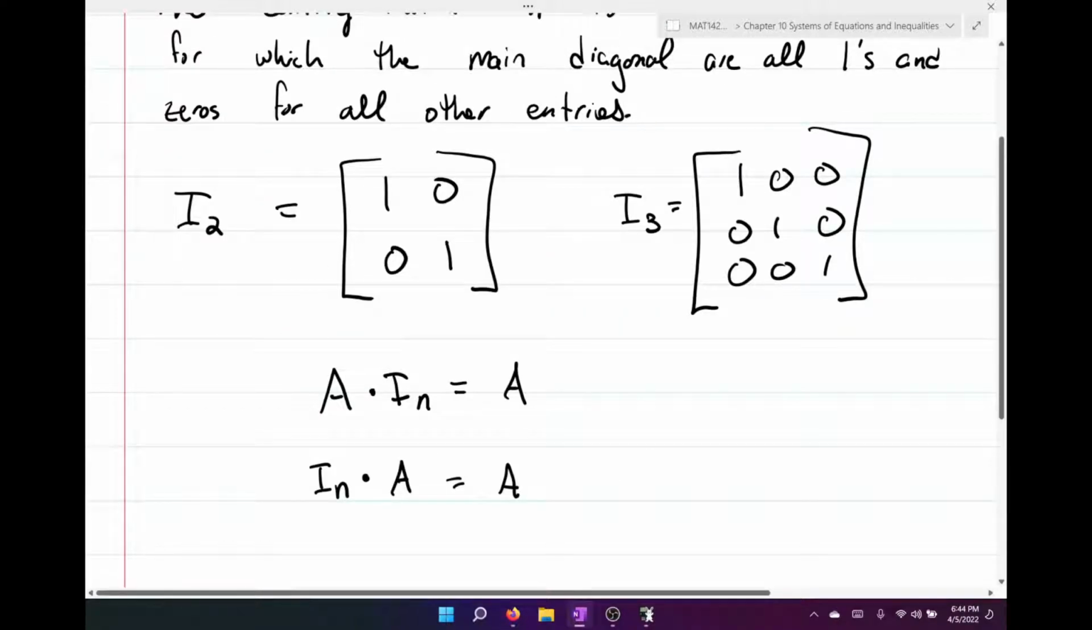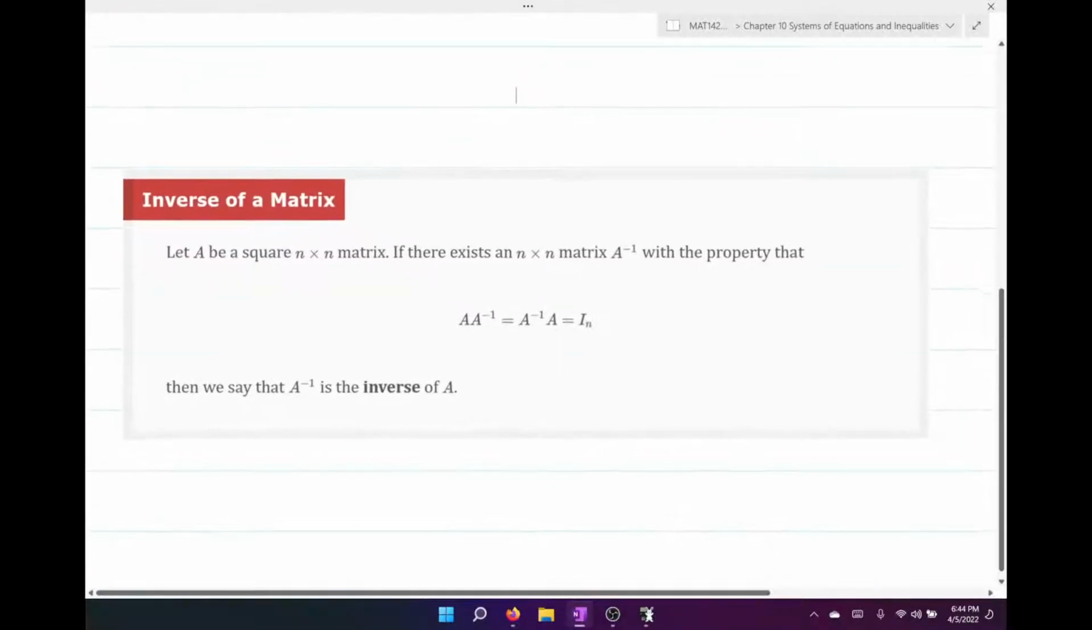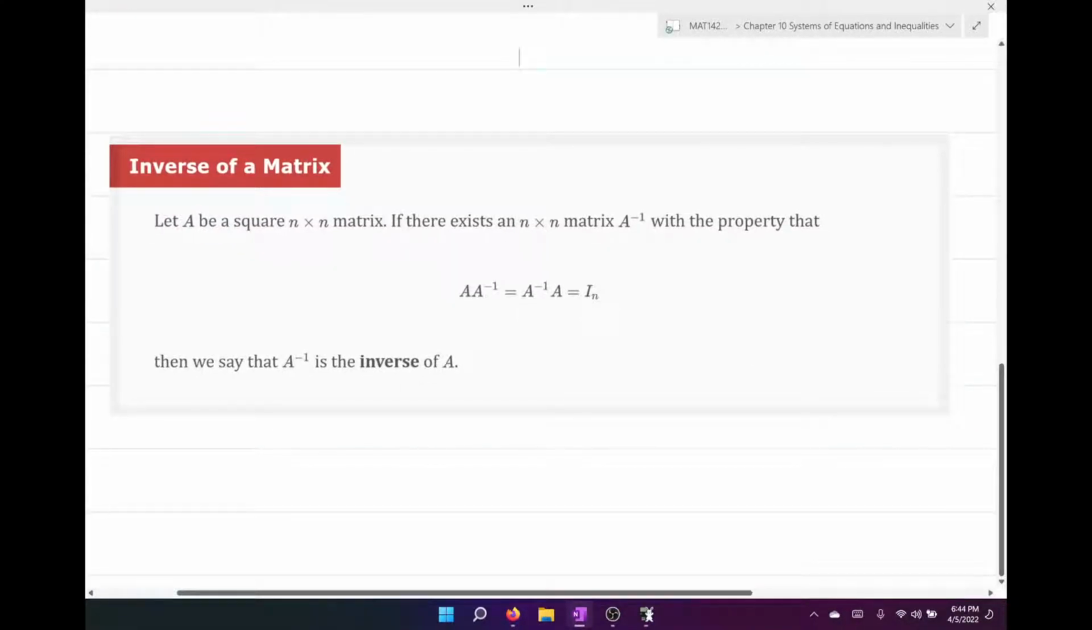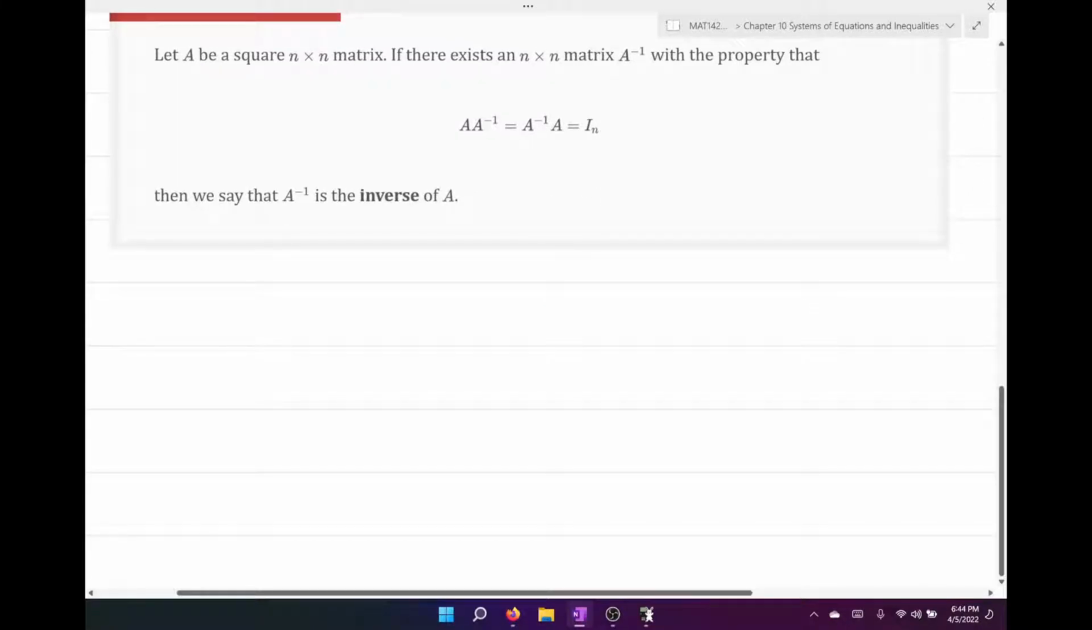And this will lead us into our definition of what is the inverse of a matrix. We let A be a square matrix of n by n. If there exists another square matrix, A inverse, with the property that A times its inverse is equal to its inverse times A, which equals the identity matrix, then we say that A inverse is the inverse of A. All right? So I think it's easier said if I just show you an example of how this property actually works.